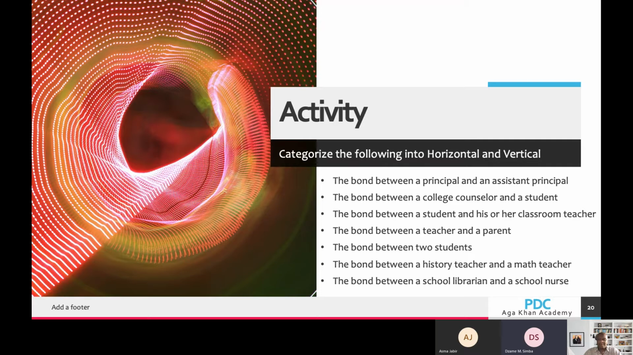Then the last one, between a school librarian and a school nurse. These are also workmates, although they are in different departments. So that one is also horizontal. Thank you very much. Madam Asma, you want to add something?